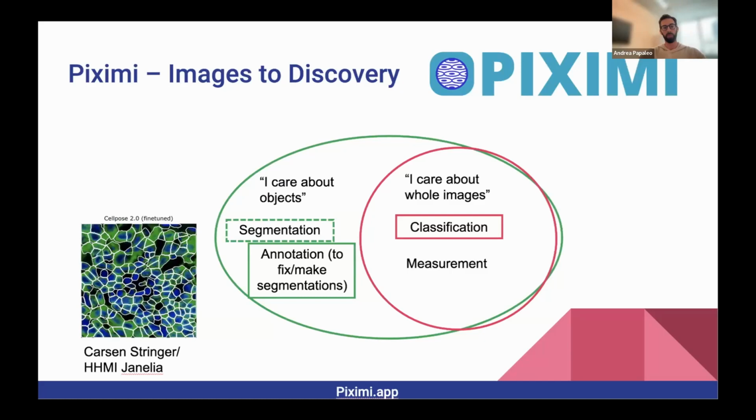So again, with Piximi, you have your images to discovery. So your users who care about whole images, care about classification tasks, and they want to be able to take measurements of their images as far as average intensities. They want to see their histogram, number of objects in the image, and then people care about objects, which is segmentation and annotations. So Piximi is trying to be able to encompass all of that and really provide everything that you would need. Well, not everything, but everything that you would need to start your analysis of your research there.